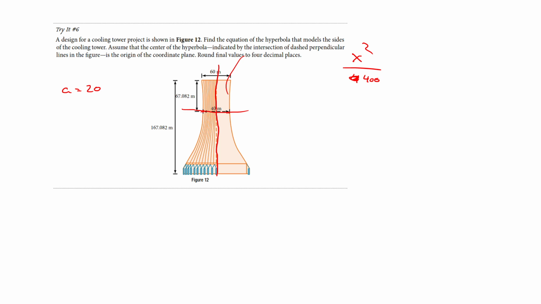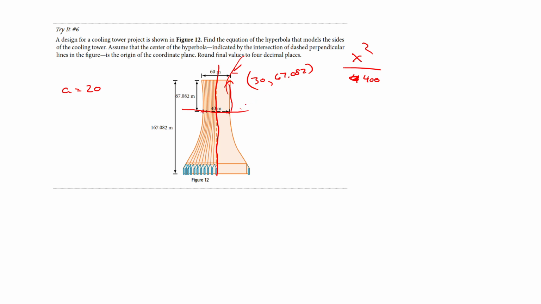Now, we don't have any other values, so we're going to have to use a point off the graph and do the same trick we did before. Well, here's the point that we have right here. It's 60 all the way across, but this point right here has an x value of 30 and a y value of 67.082. Does that make sense? So we know that it's over 30, because that's half of the 60. We're over 30, and we're up 67.082 because they told us that was the height off the diagram.